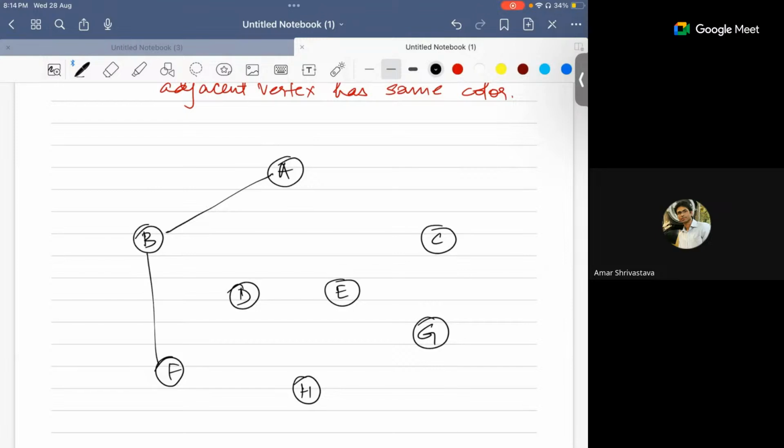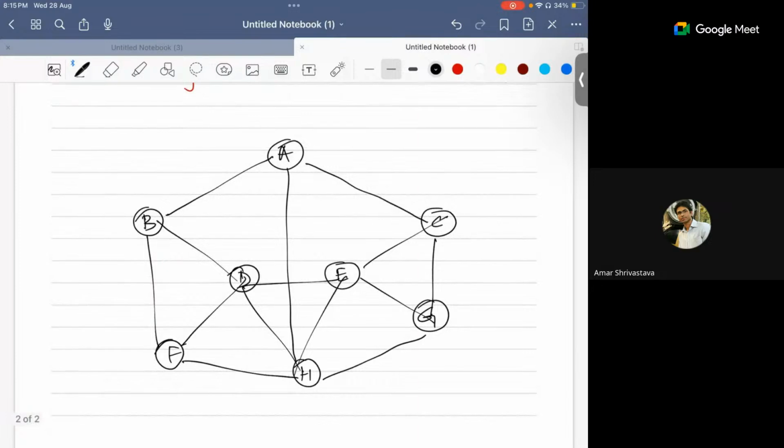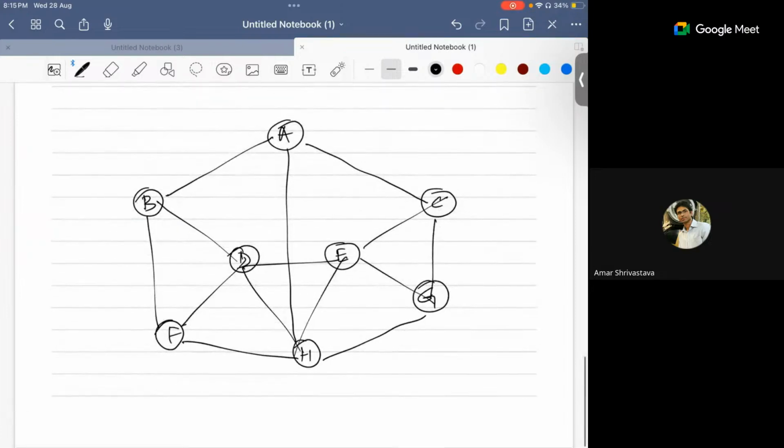This is an undirected graph. Can somebody tell me the minimum number of colors that is required to color the whole set of vertices? The only condition you have to satisfy is that adjacent vertices should not be of the same color. Okay, let's do it because we don't have much time.